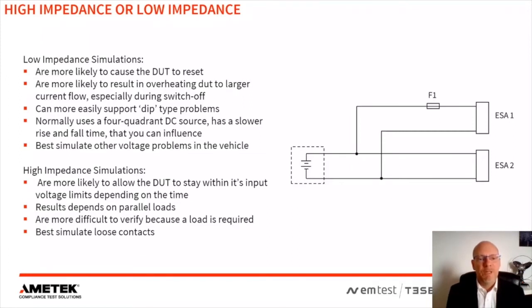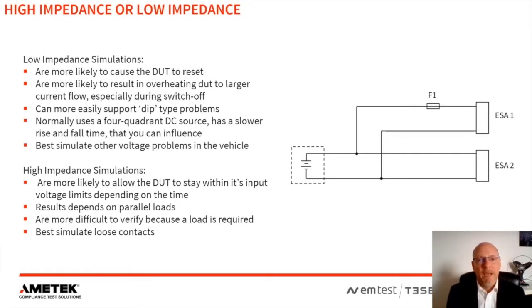Also, a low impedance simulation is much more likely to cause overheating of the DUT. Basically, it gets double the current flow, even more, as you switch off the DUT and the DUT is actively discharged by the low impedance source, as it would be in a vehicle, of course. That active discharge has a heat penalty that can cause some DUTs to reset, to overheat. With a low impedance simulation, it can be easier to support a dip type test, and the reason for that is because you're using a programmable source for that.